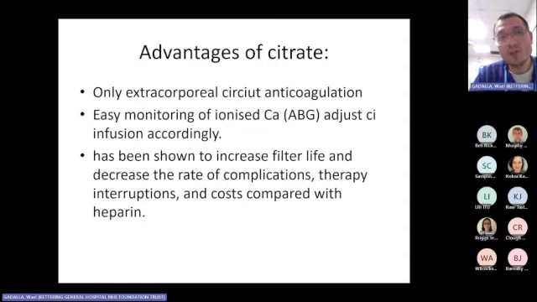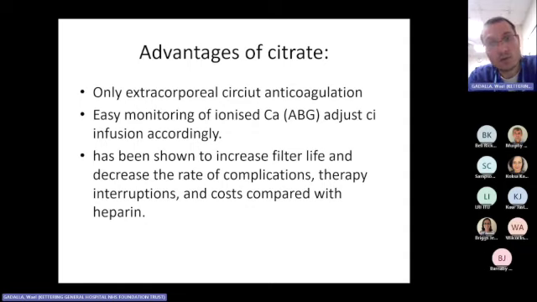We need to take an ABG to see the ionized calcium level, and also we need to take the calcium level after the filter to make sure that we are achieving adequate anticoagulation. So I want to make it clear again. We take 2 samples of blood. One sample just after the filter to check the calcium level, which should be 0.2 to 0.35 millimole, to make sure that the anticoagulation is adequate. And we take another ABG to see the ionized calcium level.